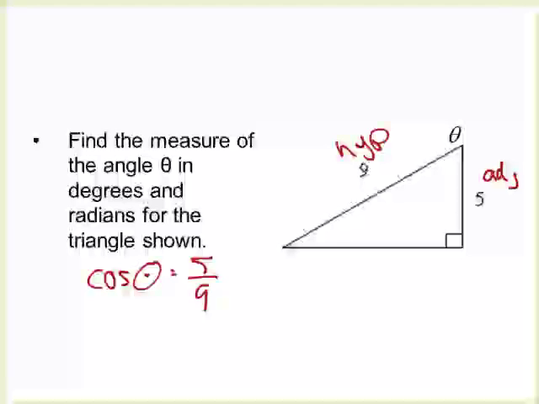Solving for an angle is what inverse trig does. So we are going to do the inverse cosine of 5 divided by 9. On your calculator, it is second cosine that brings up that inverse trig. So you're going to do second cosine of 5 over 9.